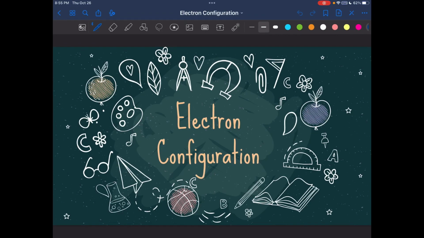Today what we're going to talk about is electron configuration. Now, electron configuration has a lot of information in it, but the main focus that I'm going to talk about is how to actually draw out the electron configuration. So without further ado, let us begin.